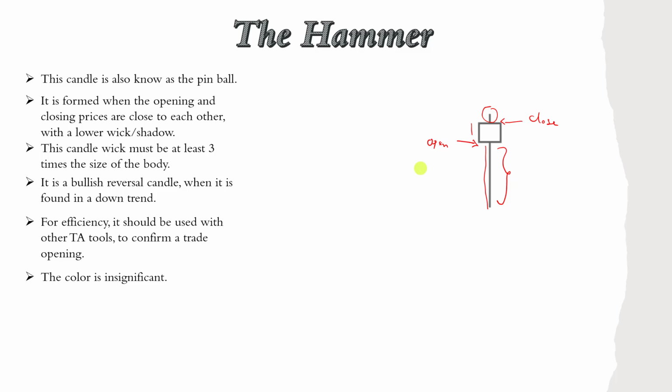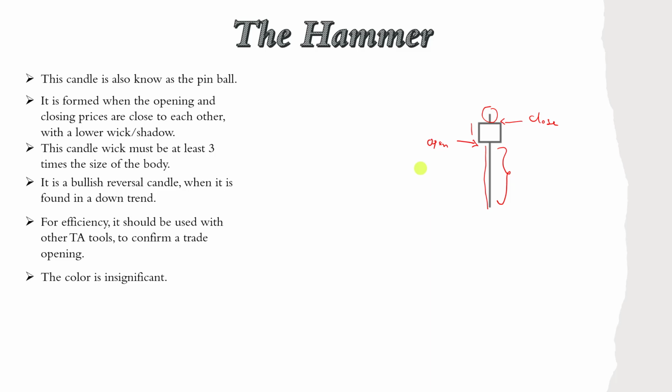And again, the candle might be green, it is still a hammer candle, so the color is insignificant. Whether it is red or green, black or white, what is very important is where it is formed: at the end of a bearish trend, at the end of a downtrend.